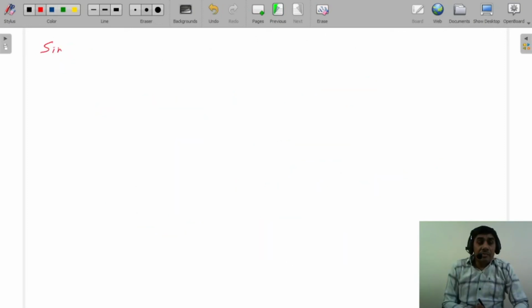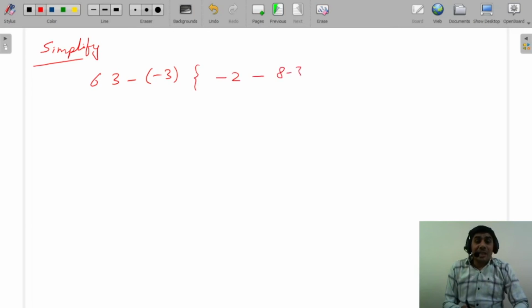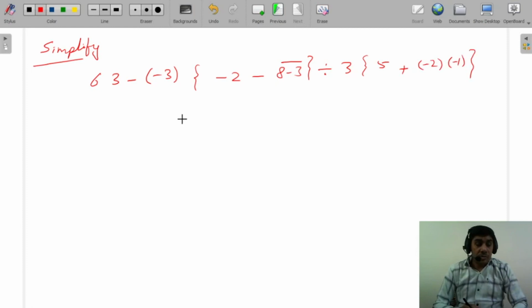Simplify 63 minus minus 3 curly bracket minus 2 minus 8 minus 3 bar curly bracket closed divided by 3 curly bracket start 5 plus minus 2 into minus 1 curly bracket closed.